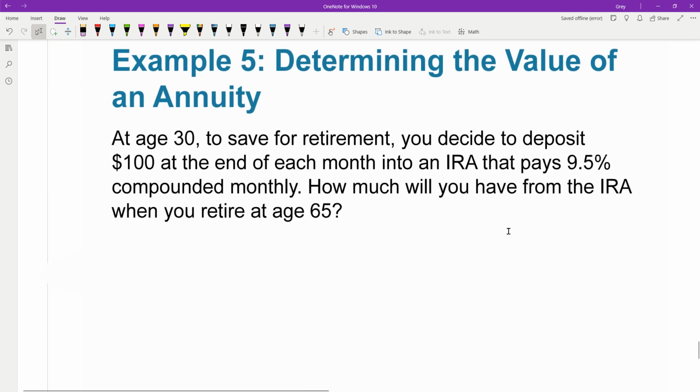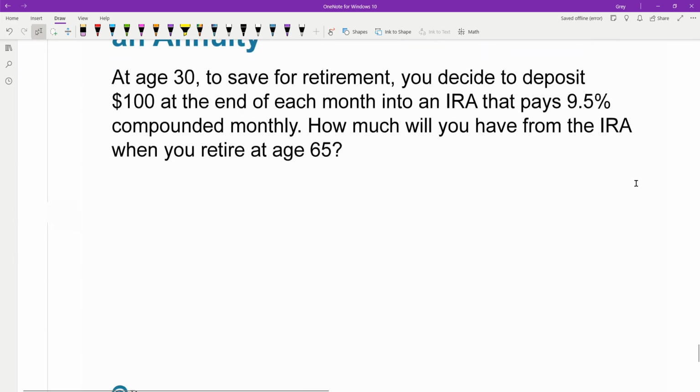Last example, determining the value of the annuity. At age 30, to save for retirement, you decide to deposit $100 at the end of each month into an IRA that pays 9.5% compounded monthly. How much will you have from the IRA when you retire at the age of 65?